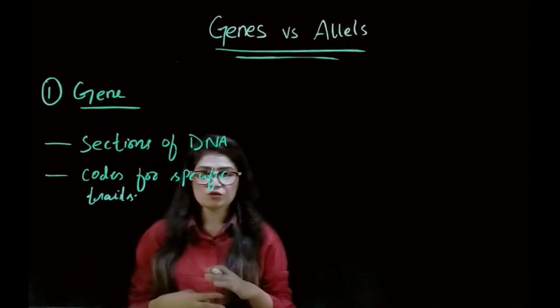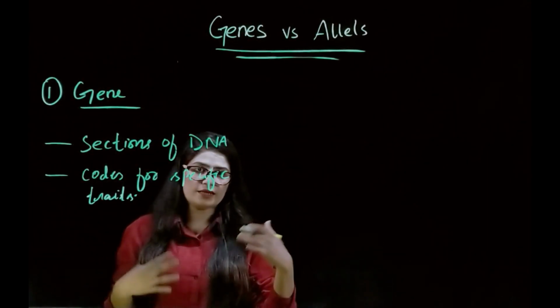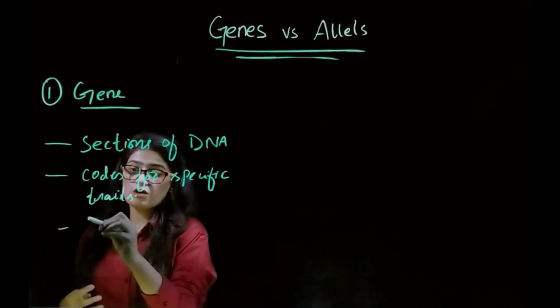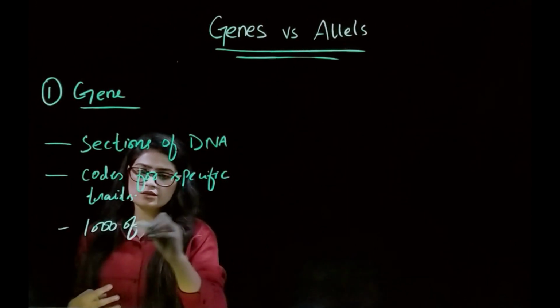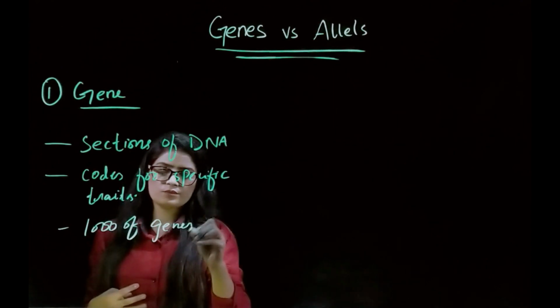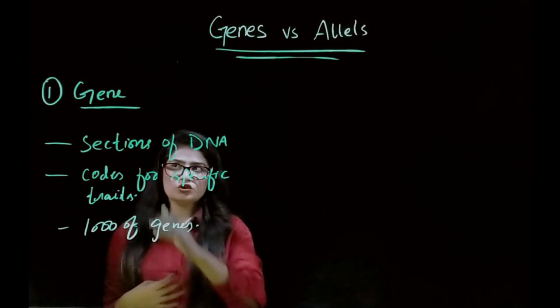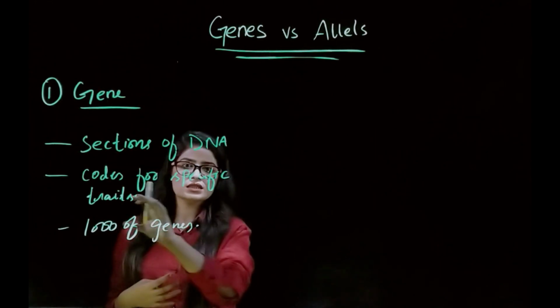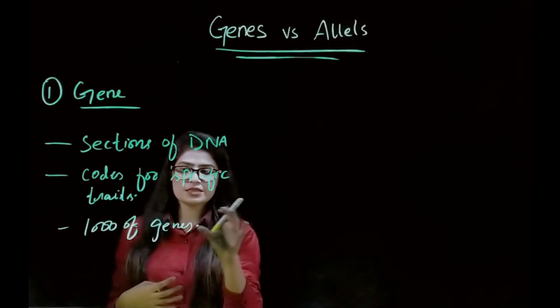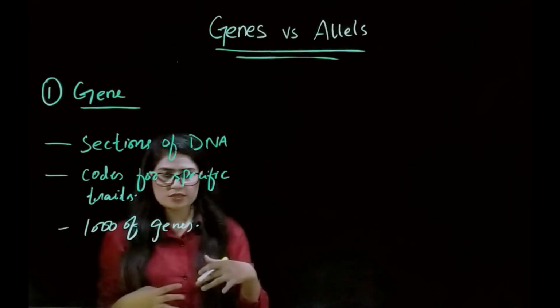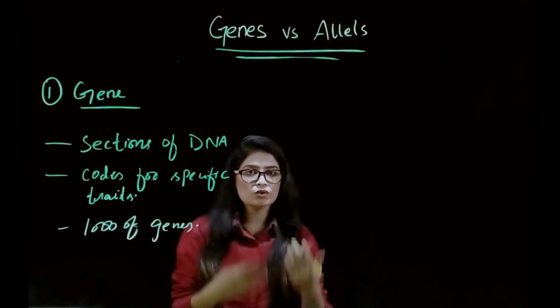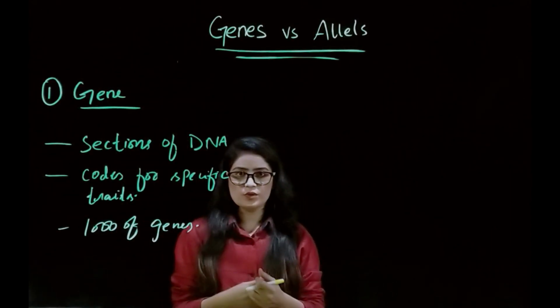There are so many genes present in one organism. We say thousands of genes are present in one organism or one individual, and genes are actually the sections of DNA that code for specific traits.